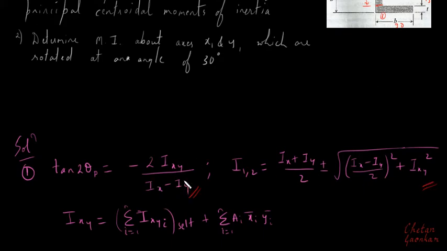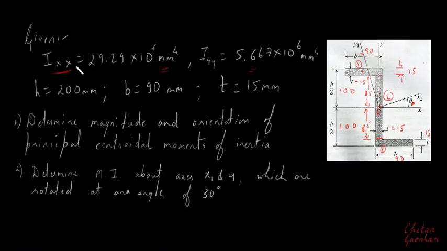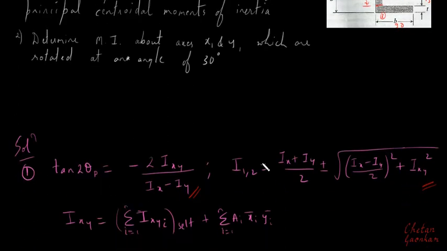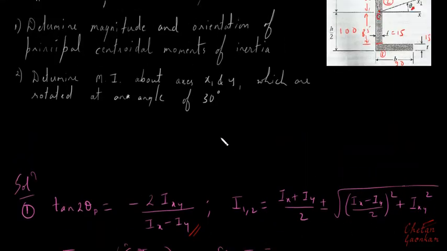These two values are given to us. But what about Ixy, the product of inertia value? That is what we need to determine first in order to determine the magnitude and orientation of the principal centroidal moment of inertia.